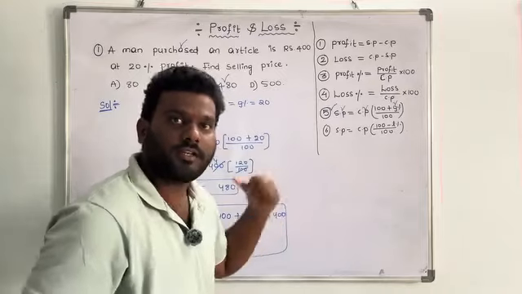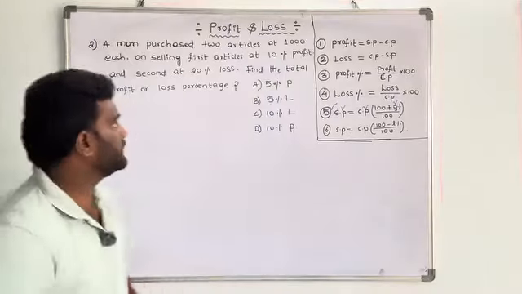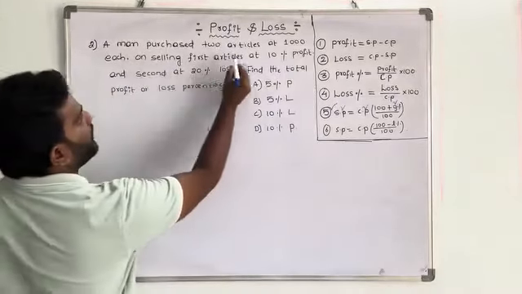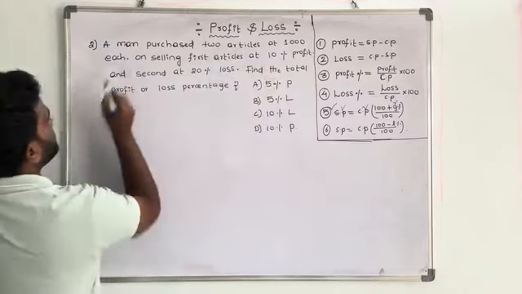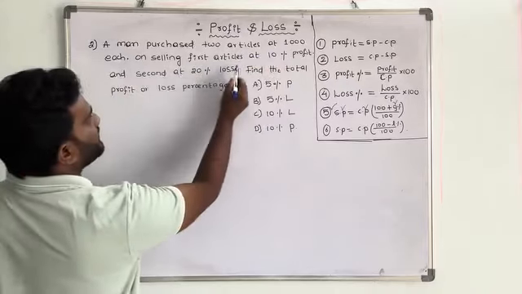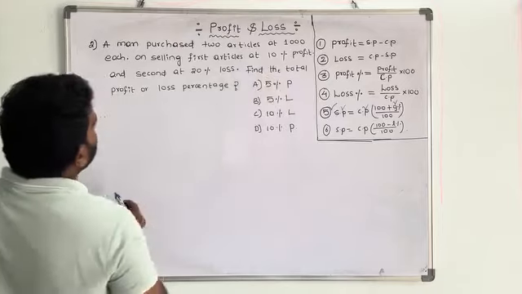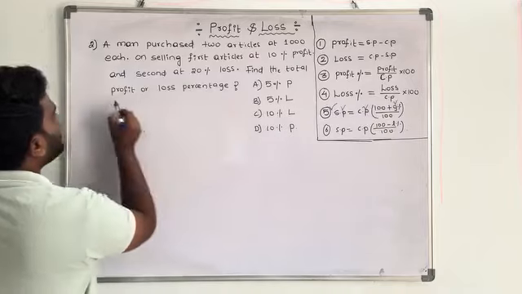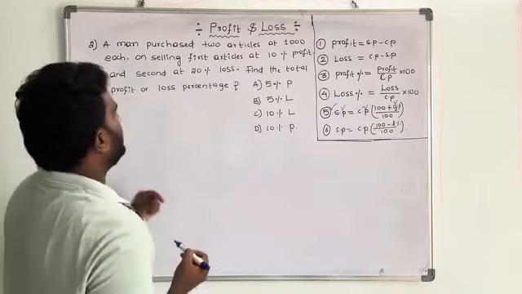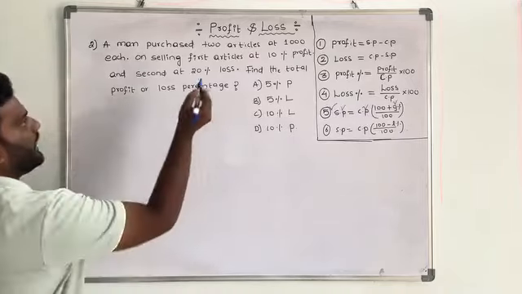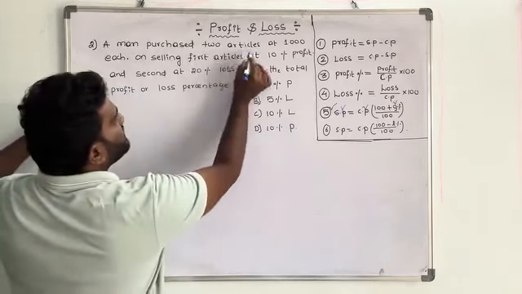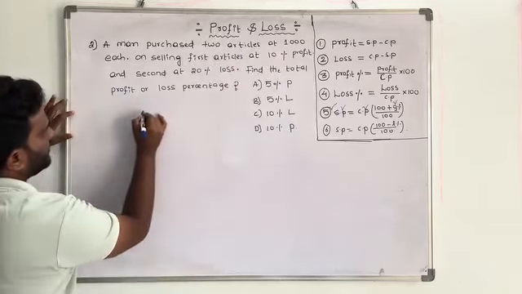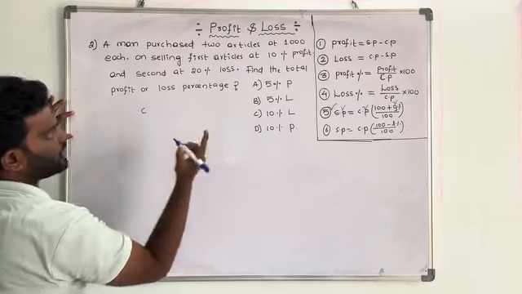Okay, let's solve the second question. A man purchased two articles at 1000 each. On selling the first article at 10% profit and the second article at 20% loss, find the total profit or loss percentage. Here the situation is a man bought two articles, 1000 each. Each article costs 1000 rupees.